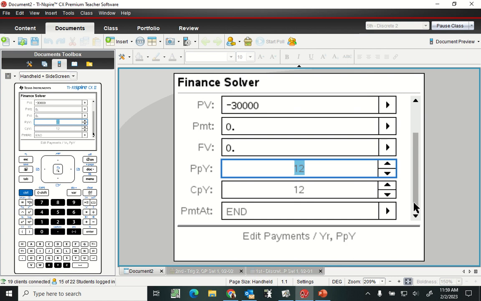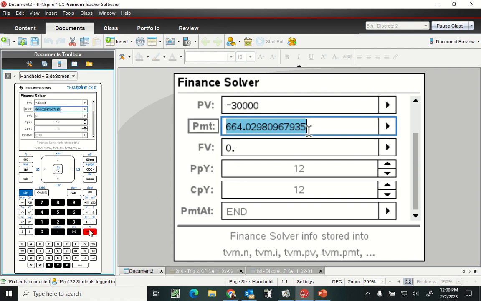Payment at the end. Now, I'm going to highlight right here where it says payment. That's the box that I'm missing, right? That's the value I'm looking for, right? Okay, so now these calculators are super smart. Right here it says press enter to calculate the payment. So whichever box I'm missing that I want to have, I just highlight that and hit enter. So my monthly payment is 664 point 03.